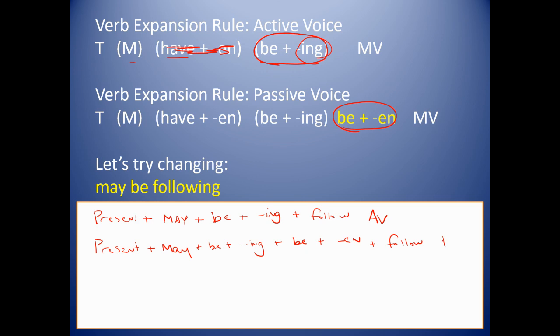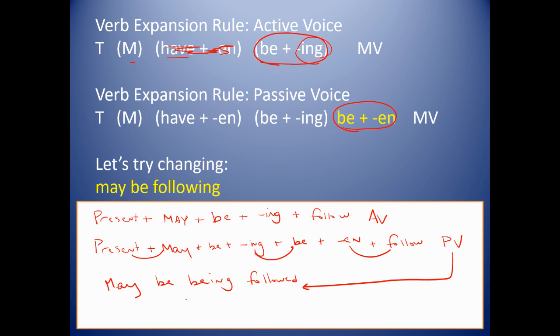is follow. My daughter is making some sounds downstairs. So when I glue this back together, the present of may is may. Remember, the tags always go with the next word. So be is all by himself. Ing plus be is being. And the en plus follow is followed. There's no such word as following. So the passive voice of may be following is may be being followed.